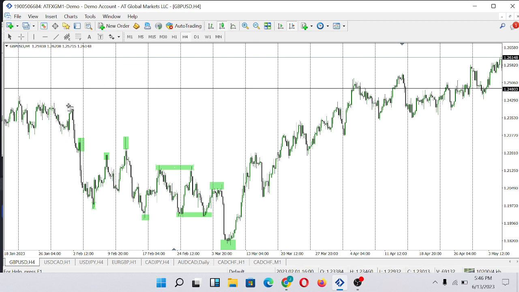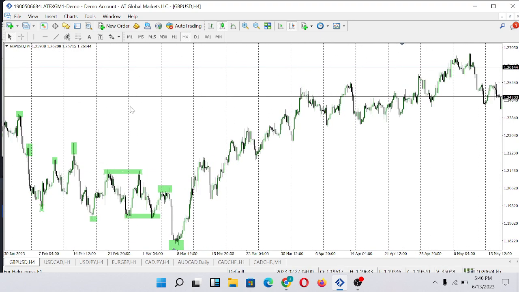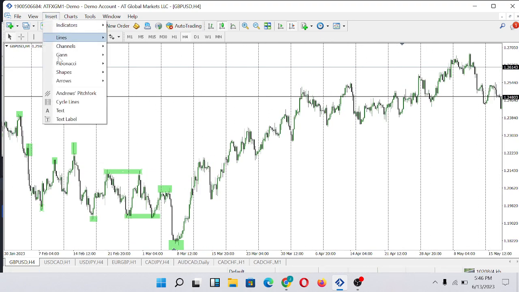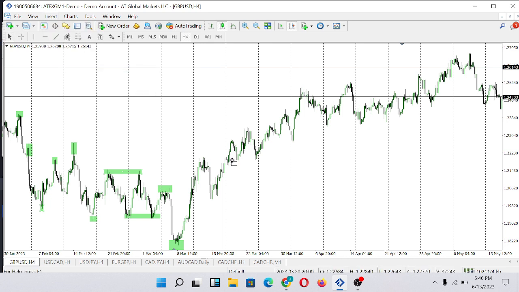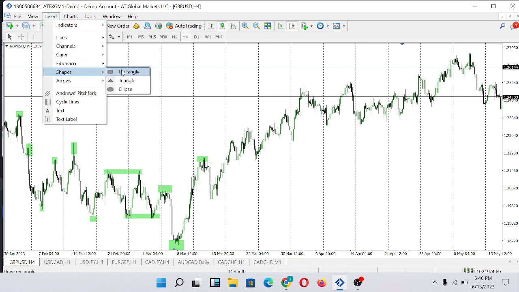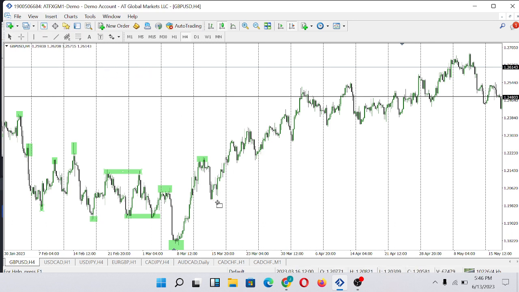Is also a swing point. This is a swing point. Okay. Now this is a swing point. This is a railroad track.